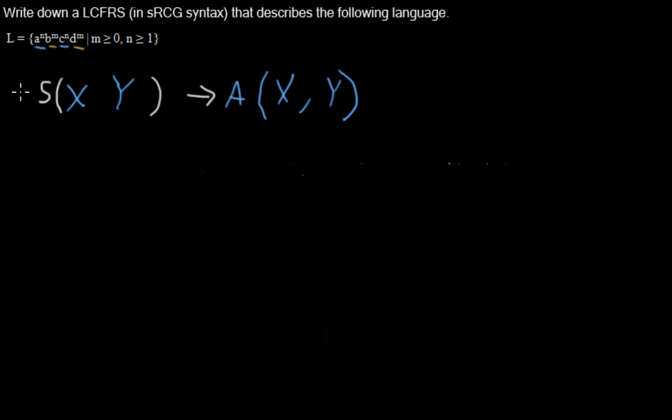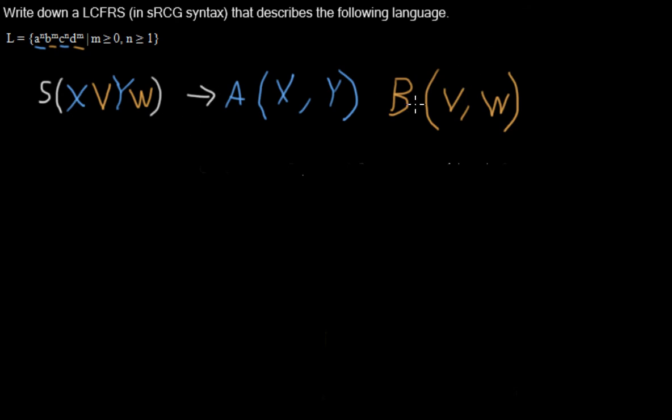And the same idea is behind the b's and the d's. I will now create a new non-terminal B with two variables V and W. And I want this B to create my b's and my d's, so they will have the same amount. And I want my b's in the V and my d's in the W. And the b's shall be between the a's and the c's, so it shall be at the second position. And the d's shall be at the last position, so it will be concatenated here in the last position.